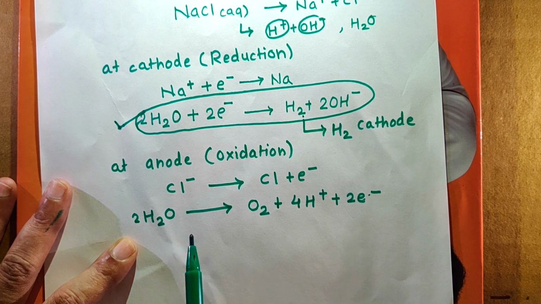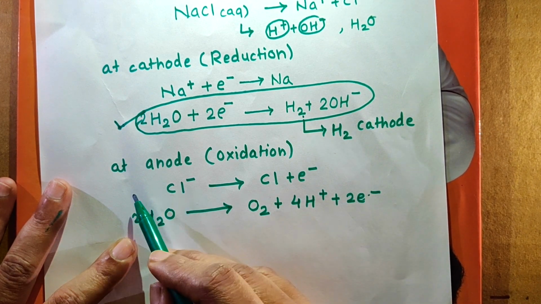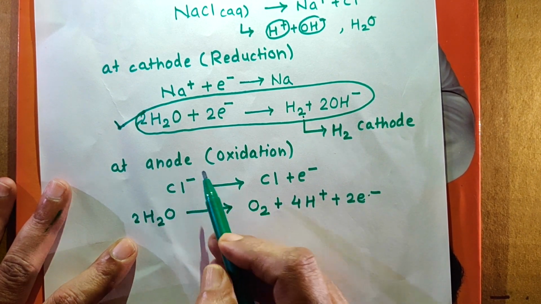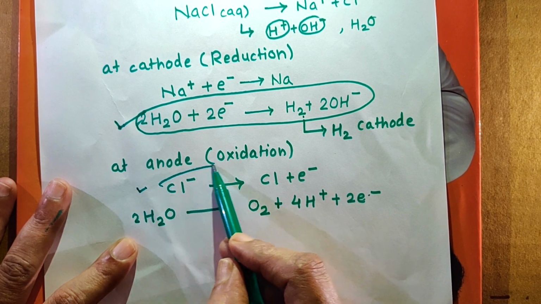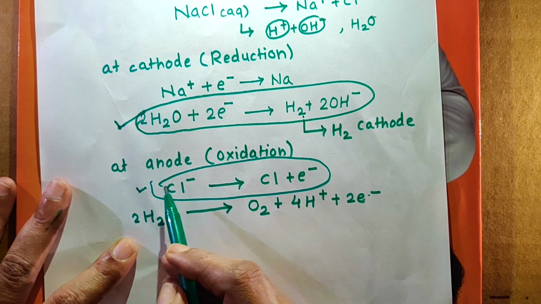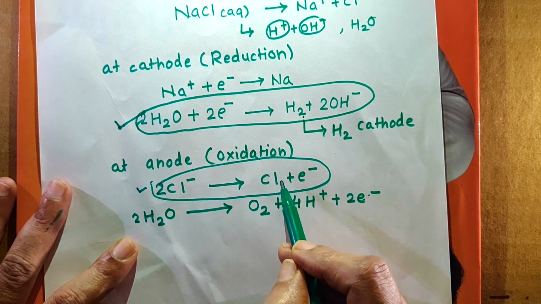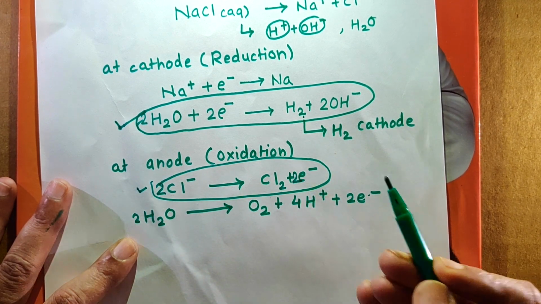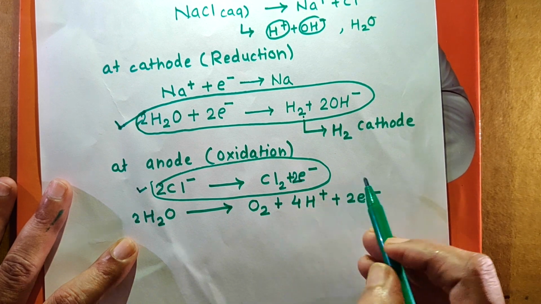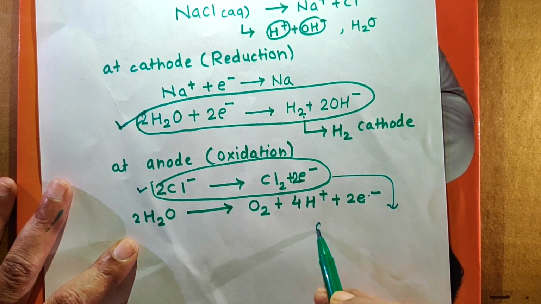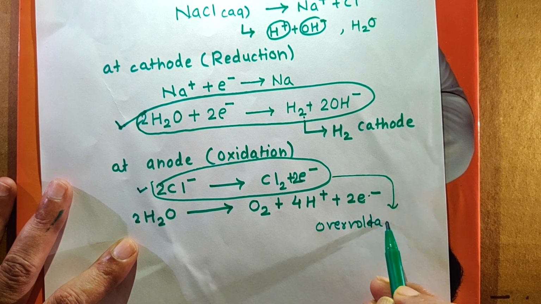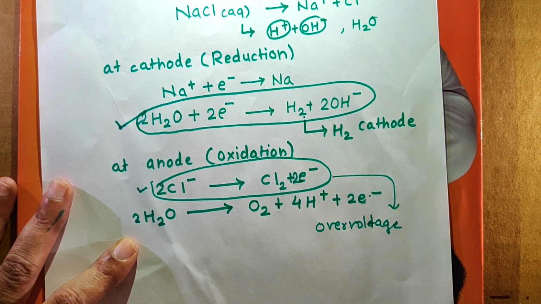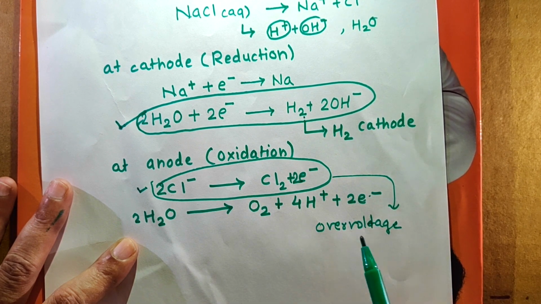But remember, the actual reaction that takes place at anode is that Cl- ions are converted into Cl atoms, or Cl- ions are converted into Cl2 gas. Why? This is due to the overvoltage. Here the reason for this is overvoltage. What is overvoltage? We shall study in a simple way what overvoltage is.